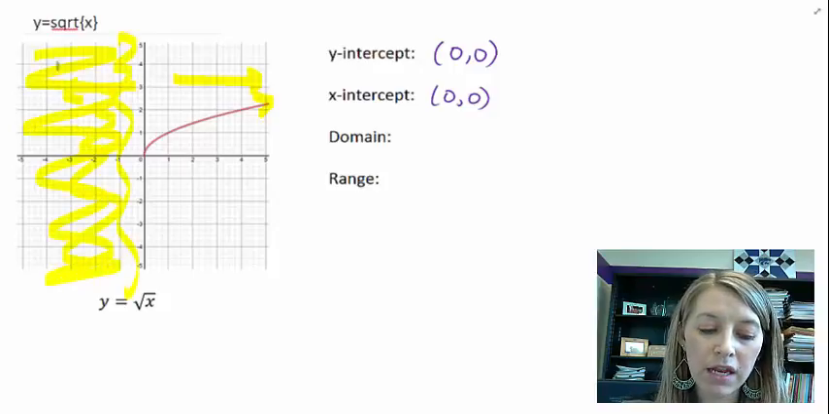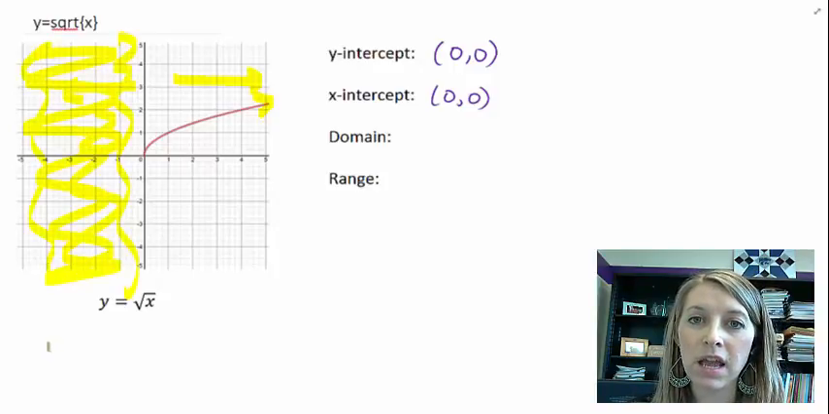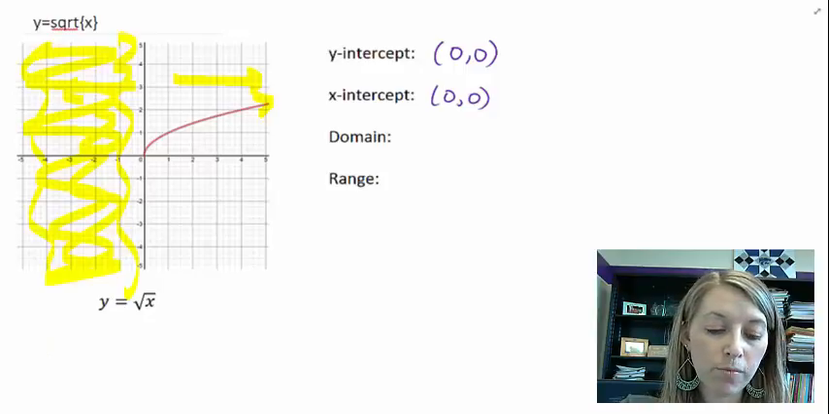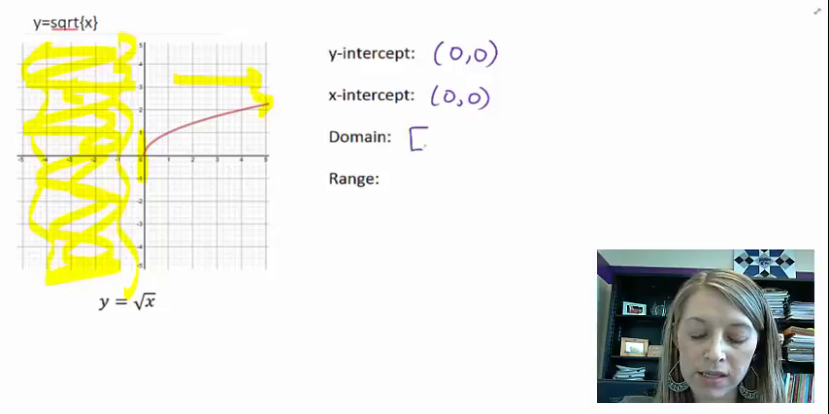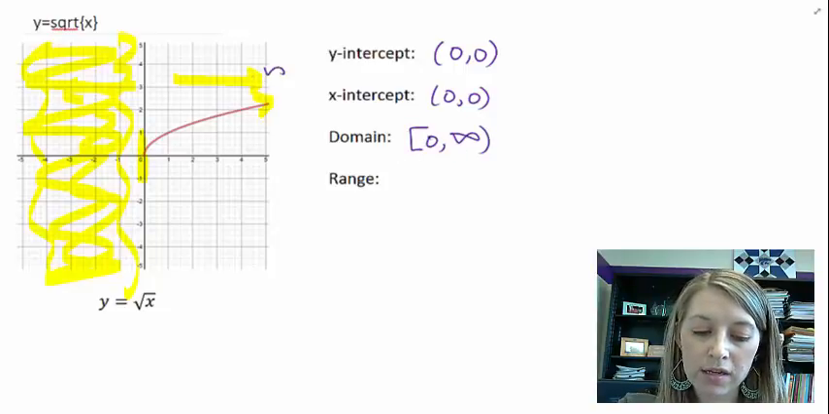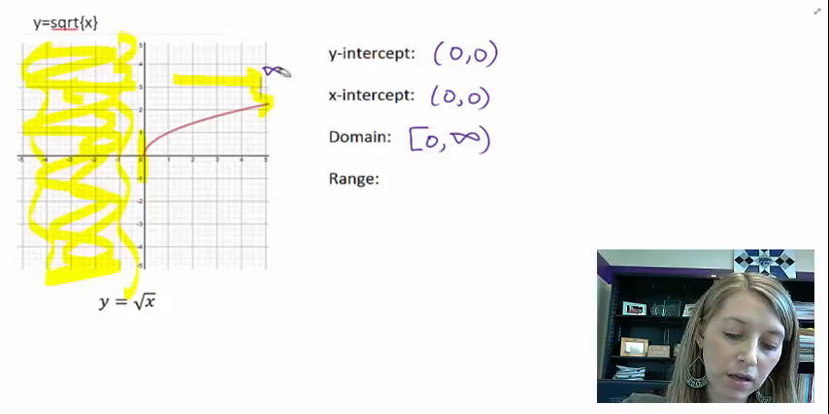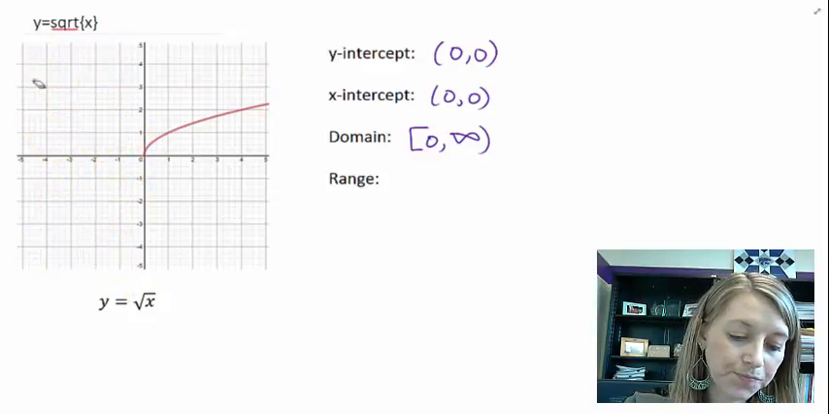We could not plug anything negative into this. It gave us imaginary numbers. So my domain starts right here where my x value is 0, and it goes, we already said, forever to the right. Range is up and down. So let me get rid of this here.